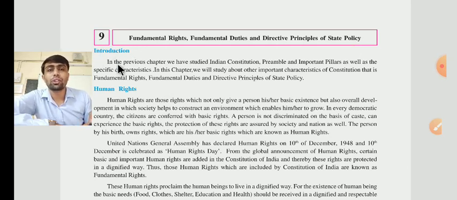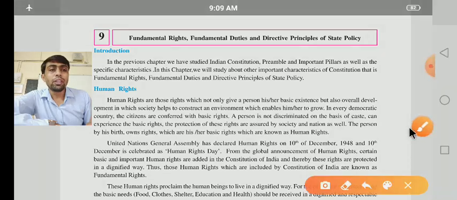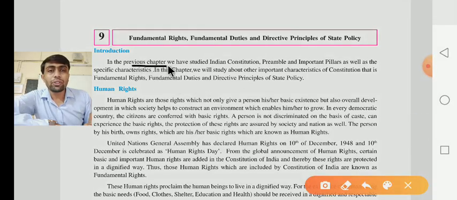Which one? Introduction part. In the previous chapter, we have studied the Indian Constitution, preamble and important pillars as well as the specific characteristics. What do they say, dear children? They say that in the previous chapter we have studied about the Indian Constitution. We know very well that on 26th January the Indian Constitution was implemented. In the same way, they give about the Indian Constitution. We have learned in the previous chapter about the preamble as well as the important pillars as well as the specific characteristics.